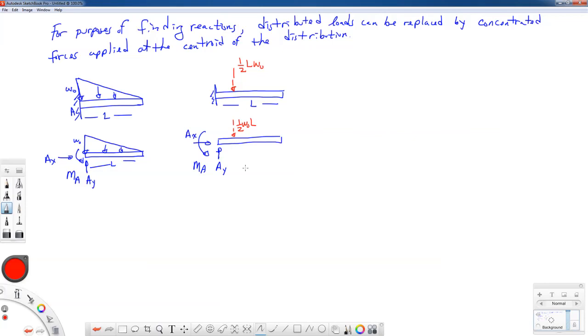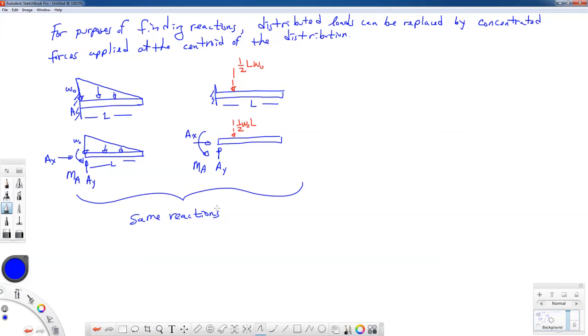Okay, so those two beams have the same reactions. Now I do want to emphasize that the reactions are the same, but there are other things in the beam that might be different. Later on we're going to talk about deflections of beams, or how much the beam bends downward due to that force.